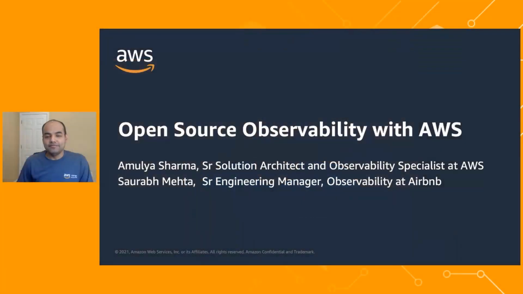My name is Amulya. I'm a Senior Solution Architect at AWS, and I help customers use AWS and also focus on open source observability as an observability specialist. Okay, so today's topic is open source observability with AWS, and I'm honored to be joined by Saurabh from Airbnb.